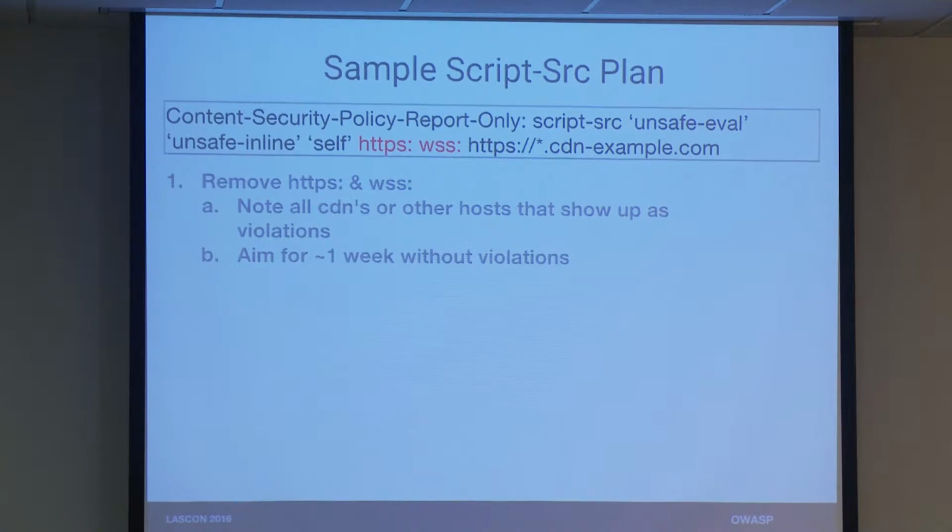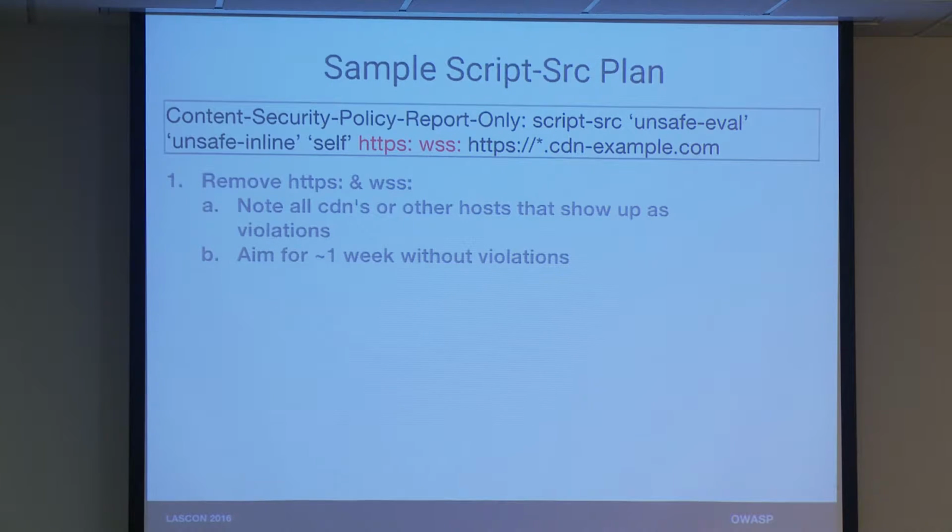And the way we do this is we start with a really permissive policy. So here's something where we're permitting just about everything. So we're permitting anything over HTTPS. We have unsafe eval, unsafe inline, and self, and some known CDNs are thrown in there, even though they'll be redundant at first.